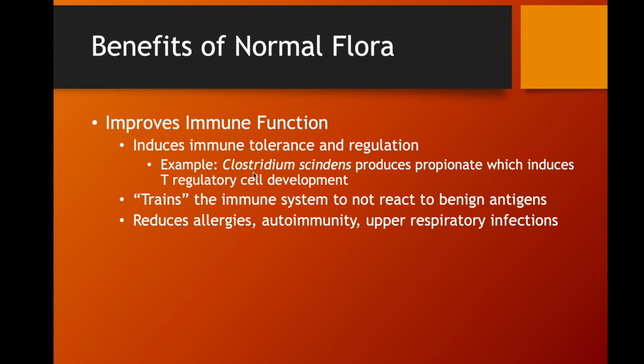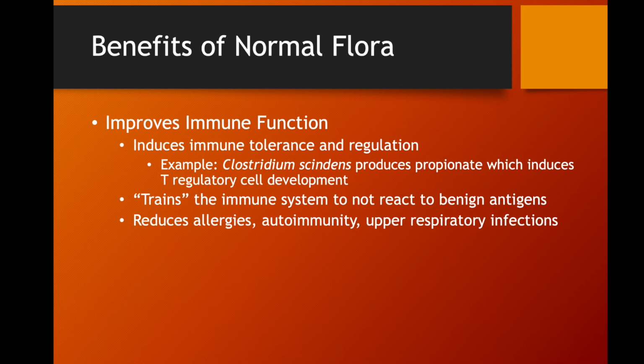An example of this is a really cool study that showed one particular species, Clostridium ascendens. This guy produces propionate, which is another type of short-chain fatty acid produced in response to fermenting fibers, some very particular ones. And this propionate induces T regulatory cell development. T regulatory cells we'll talk about more when we get into our chapter 13 on the adaptive immune system. But these ones, again, are what they sound like. They are really important in helping regulate our immune system.